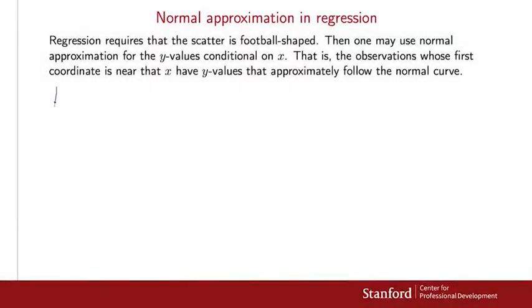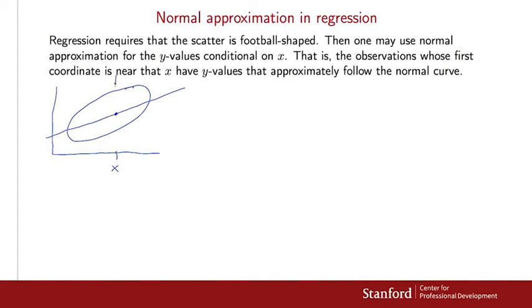So remember, in order to do regression, we must have a scatter plot that looks somewhat football-shaped. It turns out, in that case, not only can we compute a regression line, but we can actually also do normal approximation and say a little bit more about the y-values. For a given value of x, we can predict y simply by looking at the point that falls onto the line. But it turns out that the y-values of pairs which are near that x value actually follow the normal curve. So there's a normal curve for the y-values around that point. That means we can use normal approximation for those y-values.